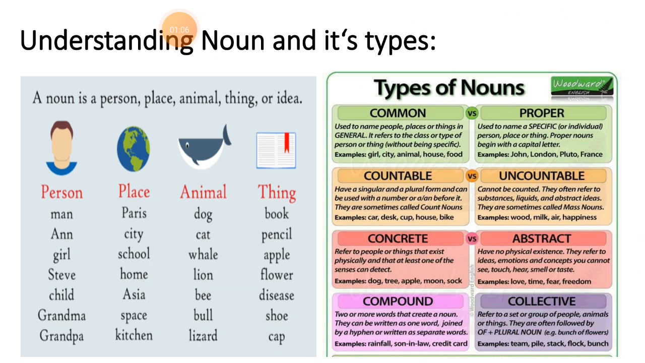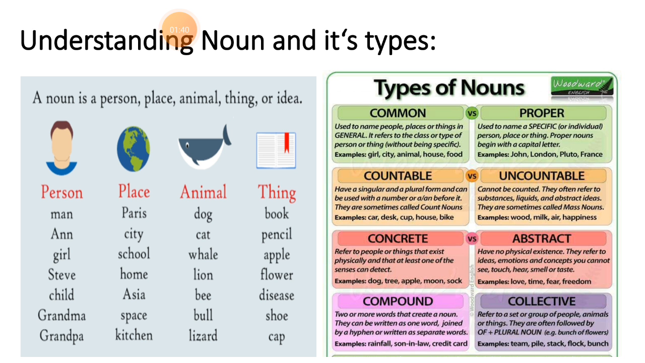Now, what is a common noun? Used to name people, places, or things in general. So a common noun could be a person, place, animal, thing. That's a common noun. But a proper noun is when you properly give a name to a noun, and that is use the name of a specific or individual person, place, or thing. Proper nouns begin with the capital letter. For example, John, London, Pluto, France, right?